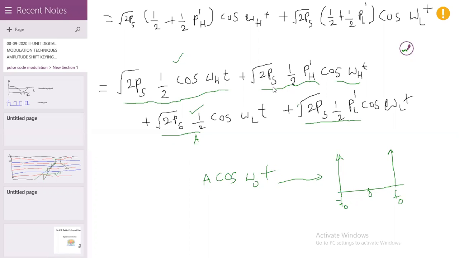But for this case, root of 2PS 1/2 pH dash, this is bipolar. For this bipolar case, how can we find the spectrum? You already did that derivation for PSK, and the spectrums are like this. So here we can draw this for the above one.